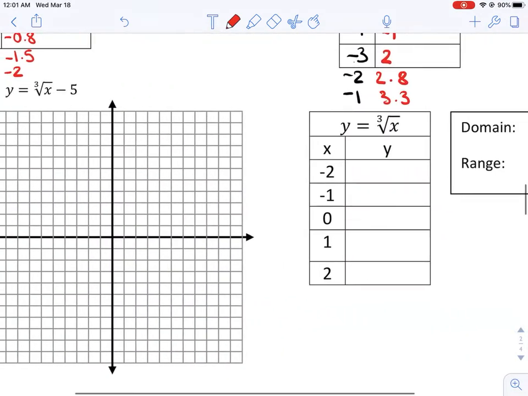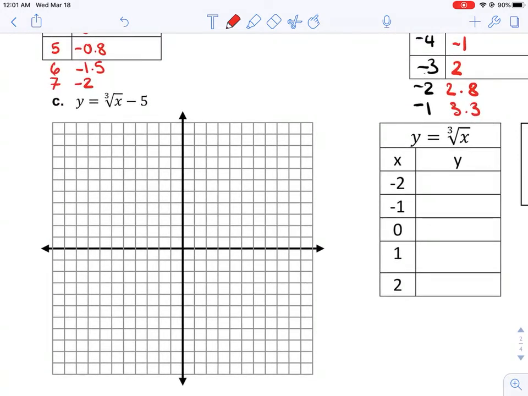Last one. All right, values are good for this one. So you just have to type in the cube root of x minus 5. Just make sure that minus 5 is outside of your cube root. The only transformation happening here is that minus 5 is going to move this whole thing down 5. So if we look at our table, negative 2 would be at negative 6.3. Negative 1 is at negative 6. 0, we're at negative 5. 1, we're at negative 4. 2, we're at negative 3.74.